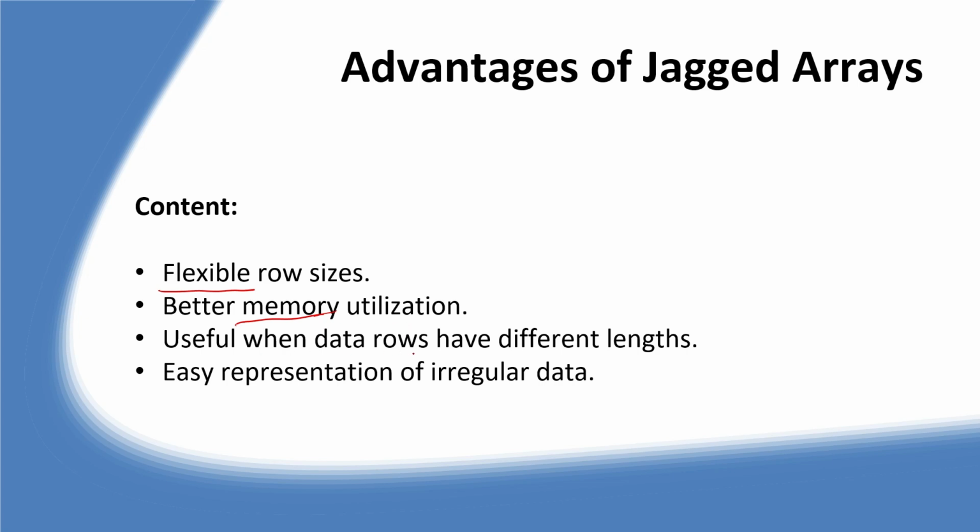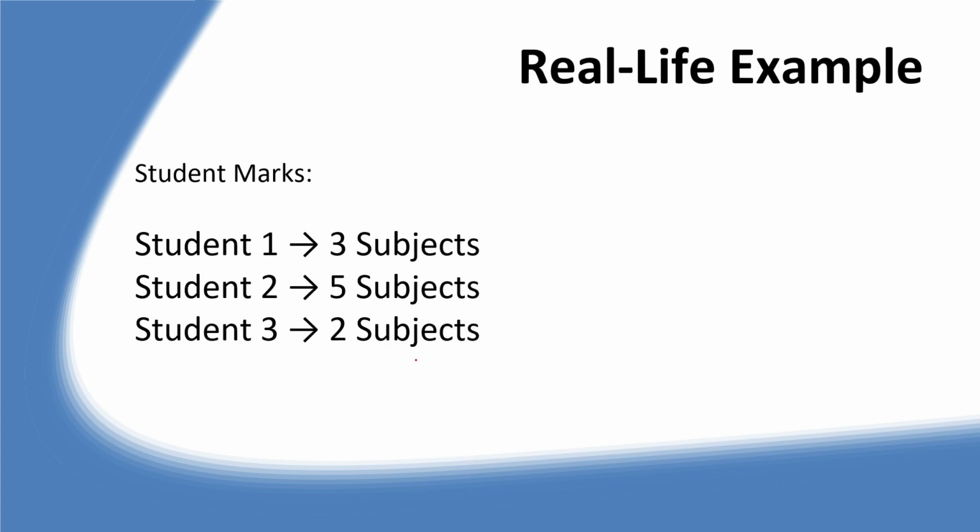So it is useful when data rows have different lengths, and it is an easy representation for irregular data. Irregular means different column sizes for each row. So let's have some real life example. Suppose different students are enrolled in different numbers of subjects. Student 2 has enrolled for only 5 subjects. Student 3 has enrolled for 2 subjects.